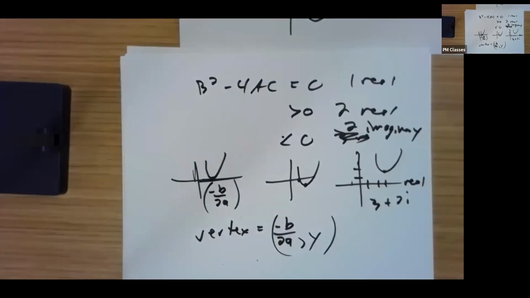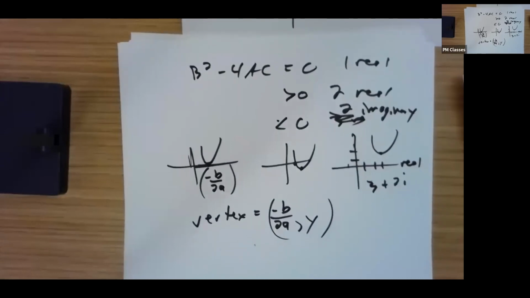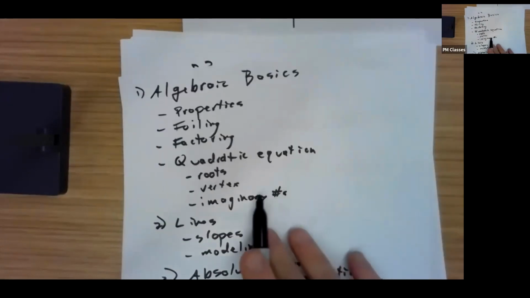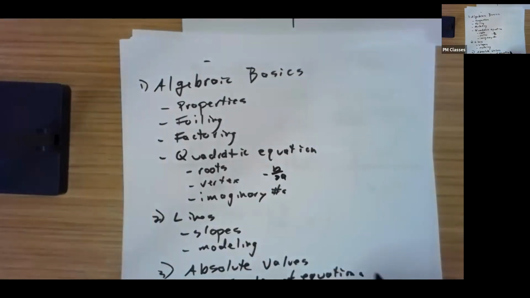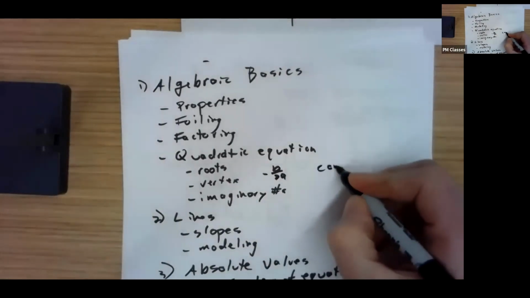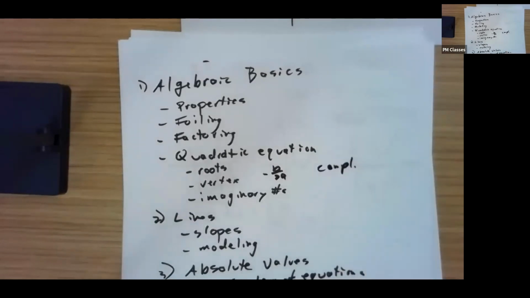Okay, so we've talked about foiling, we've talked about factoring, we've talked about the quadratic equation. We talked about the vertex, which is negative b over 2a. And maybe, if we have time, we'll talk about completing the square, which is pretty complicated stuff. We may come back to that.